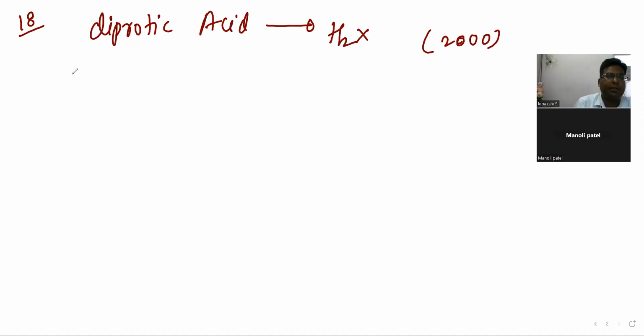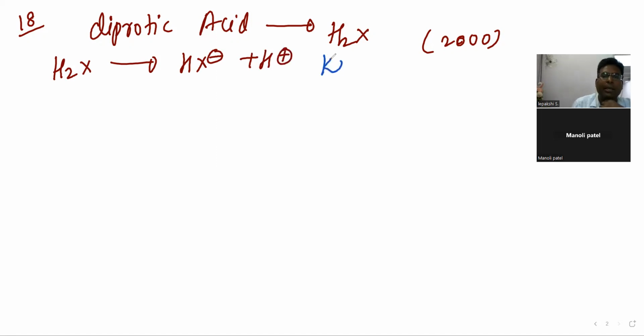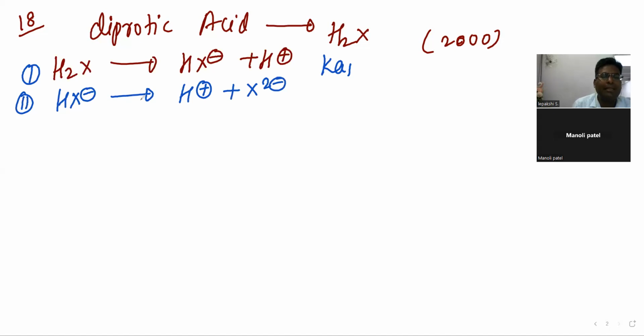So let's see the explanation for diprotic acid H2X. Diprotic means it produces 2 hydrogens. In the first step, it produces HX minus plus H plus. The equilibrium constant for this reaction is Ka1. In the second step, HX minus produces H plus plus X2 minus, with the charge increased by 1, and this is the equilibrium constant Ka2.